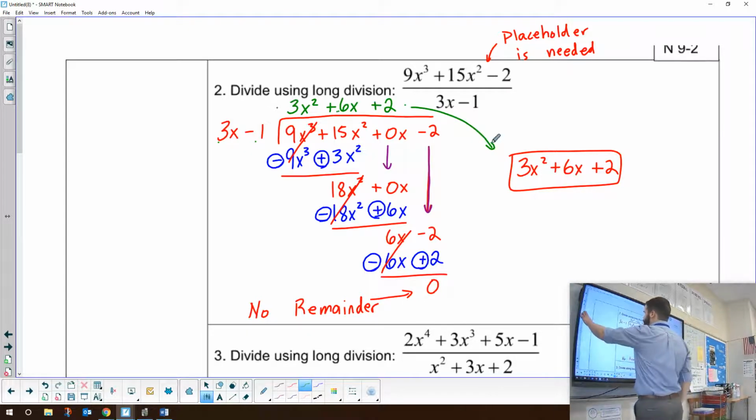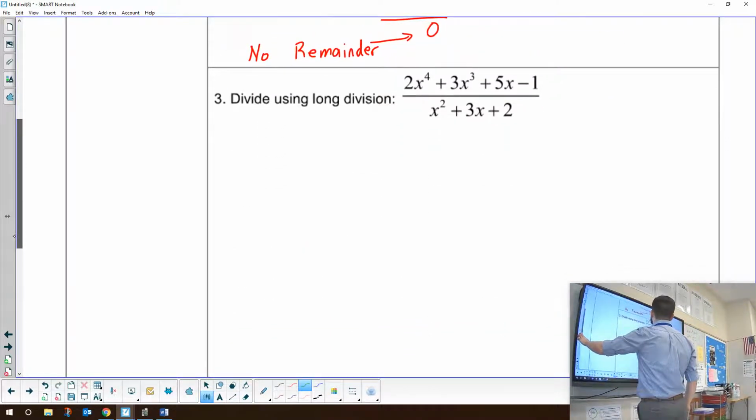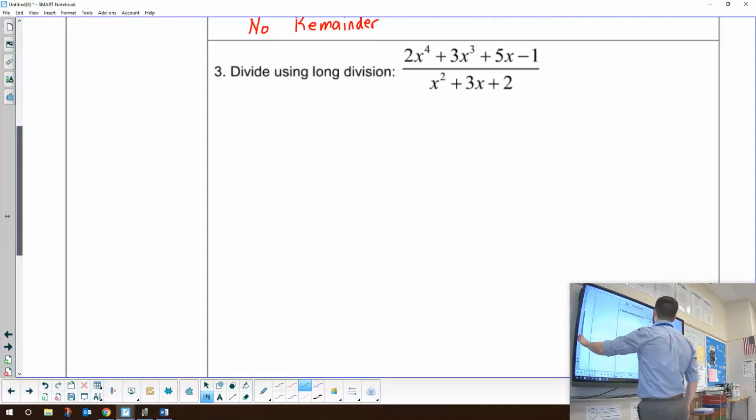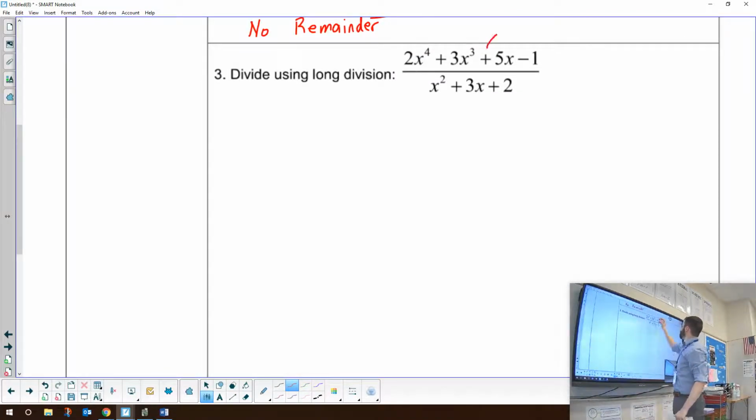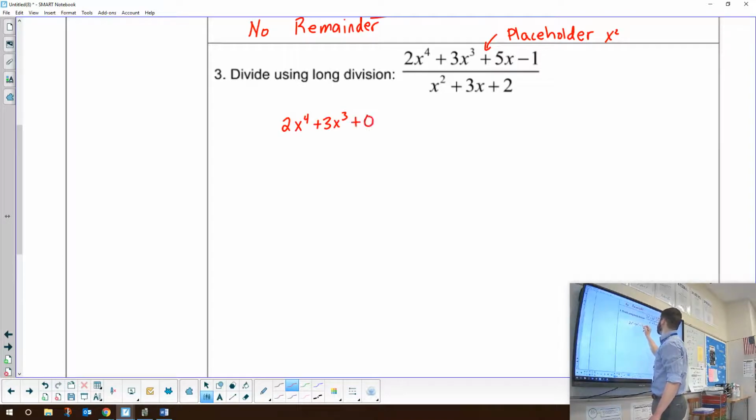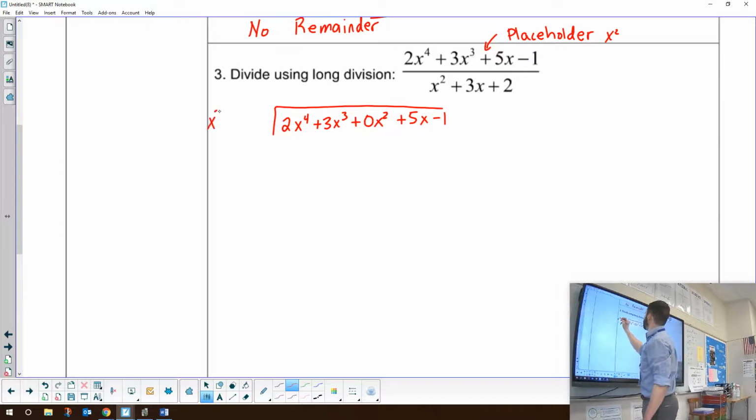Let's try number 3. Number 3, we have this guy, and once again, we're going to need to draw in a placeholder in between these two. We're going to have an x squared as a placeholder. So let's draw this out. We have a 2x to the 4th plus 3x cubed plus my placeholder of 0x squared plus 5x minus 1. And we are dividing this by our divisor, x squared plus 3x plus 2.